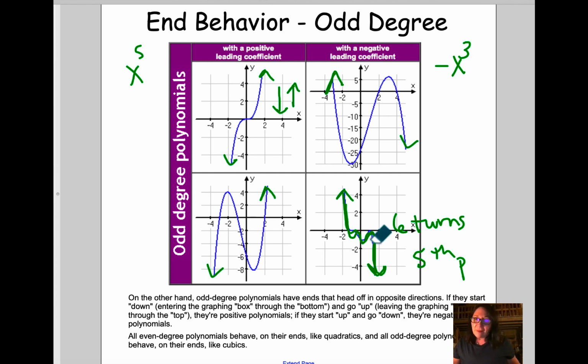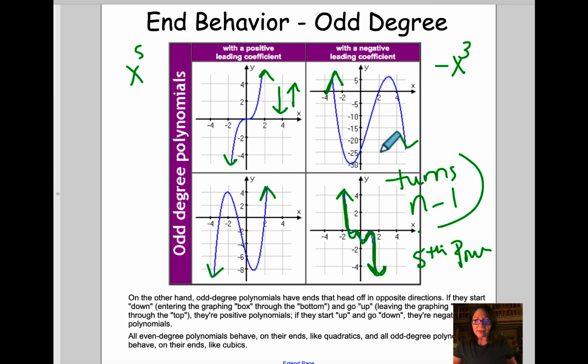Sorry about that. If I have a fifth power, then my turns is n minus 1. So these are my turns. Write that down so you have that little formula. So that would be 4 turns for sure.